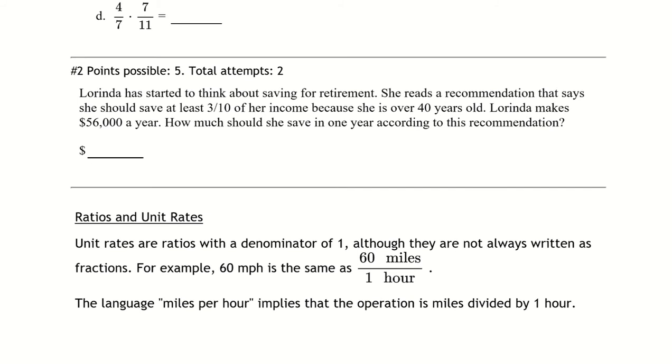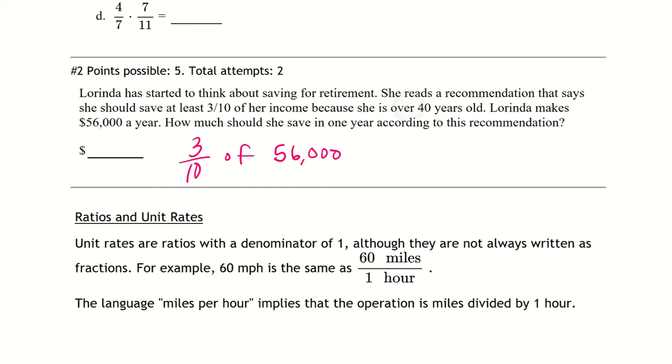Number 2 is a word problem, or a word question. It says that Lorinda should save at least 3/10 of her income. And if she makes $56,000 a year, how much should she save? Now your numbers might look a little bit different, so that's okay. But I'm going to take 3/10 of 56,000.